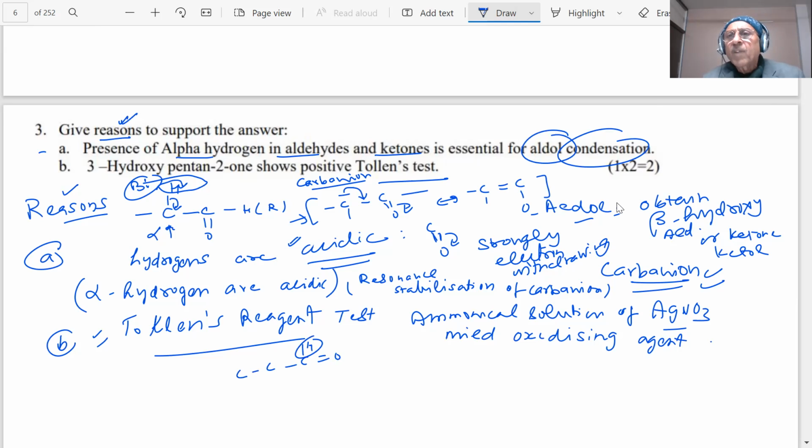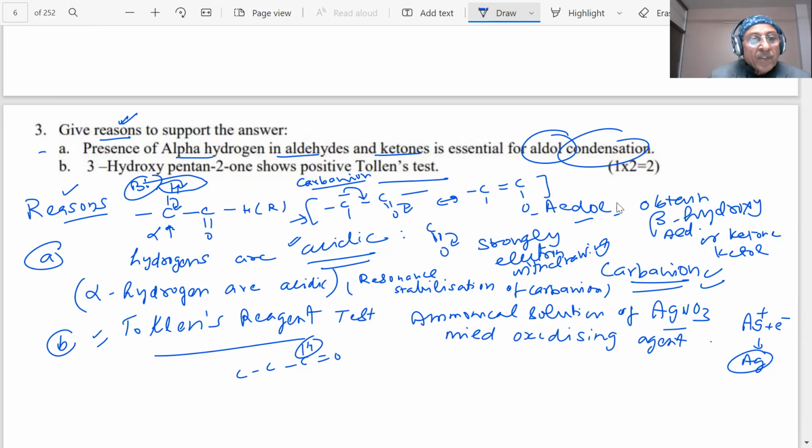In the solution, what it forms, student? Ammoniacal silver nitrate, Ag(NH3)2 plus. And what happens? Ag plus gains one electron and undergoes reduction, and it acts as an oxidizing agent, but a mild oxidizing agent. It can oxidize aldehydes but not ketones. But here he is talking of 3-hydroxypentan-2-one.